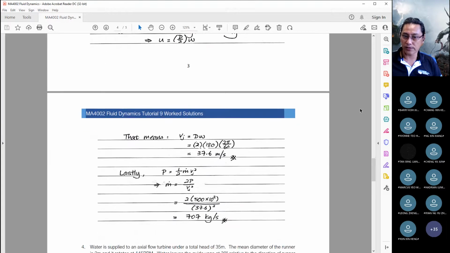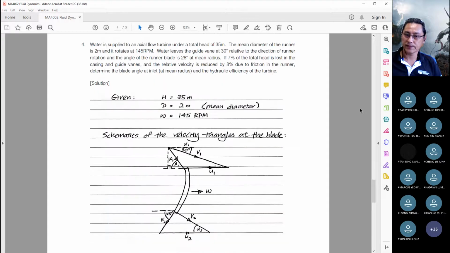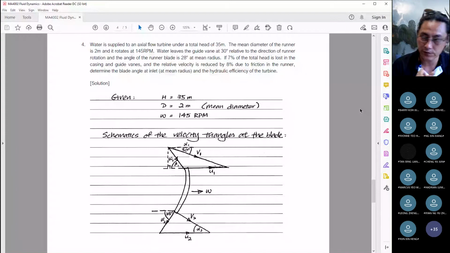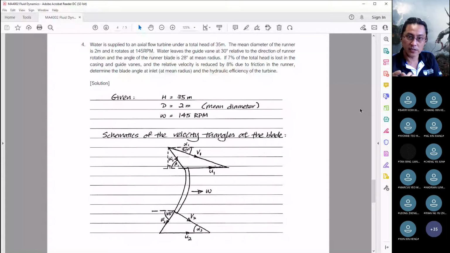Okay, let's move on to the last question. If you think about it, the last question must be something different from the first three questions. Just to recap, our first question, we have a centrifugal pump. For our second question, we have an axial pump. For the third question, we have a Pelton wheel. And for the fourth question, if you have read the question, it's actually a turbine. So a turbine is different from a pump, right? If you think about it.